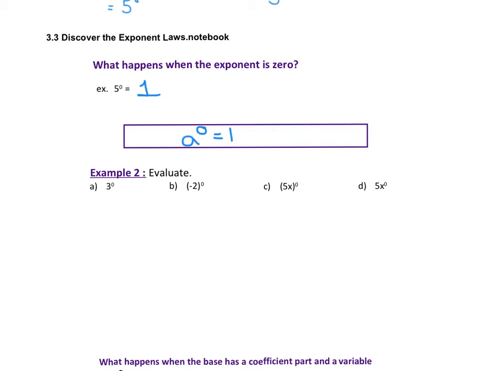Awesome. Okay, so evaluate 3 to the power of 0. That's 1. Negative 2 to the power of 0 is 1. Now 5x to the power of 0: the answer is 5, because the exponent only applies directly to the base unless it's identified by brackets. So don't let that one confuse you.